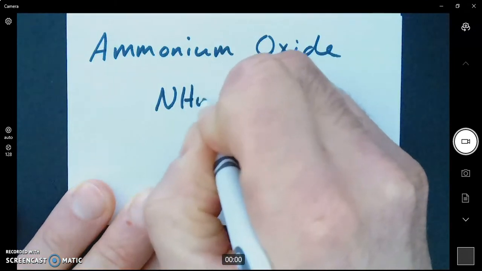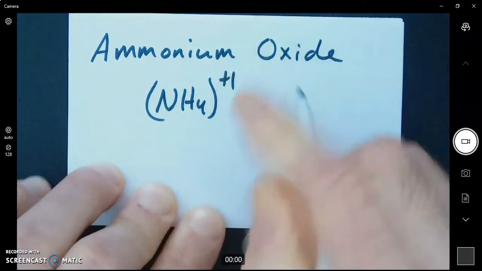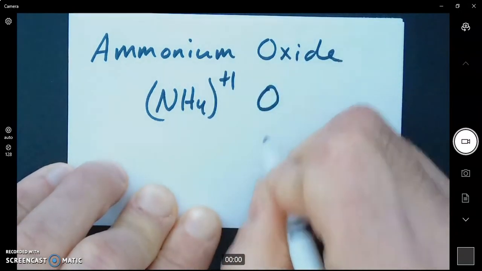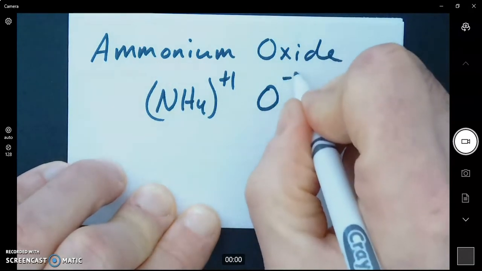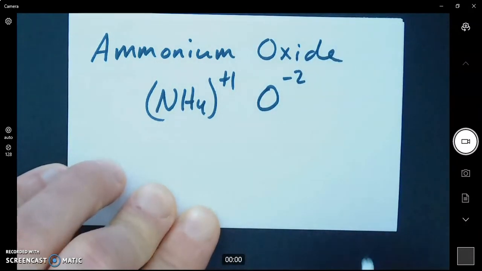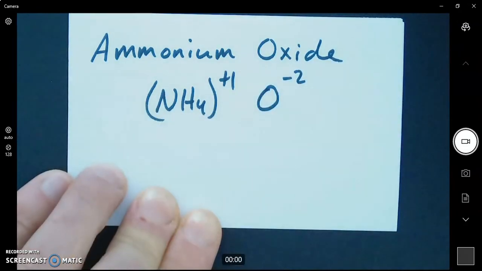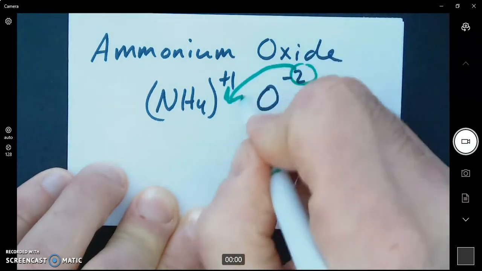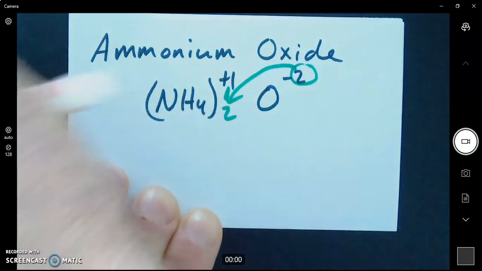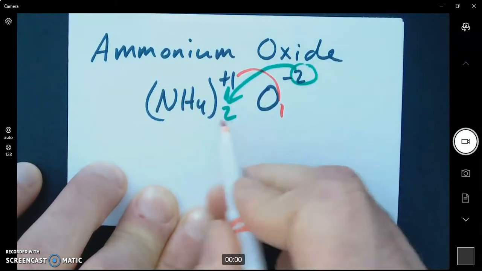So take NH4, put that in parentheses, +1 on the outside. Oxide, that's O, group 16. Always, always, always group 16 is a -2 charge. Cross and drop. Take the 2 down here, the 1 over there. So let's take our 2 down there. Let's take our 1 over here. 2 to 1.